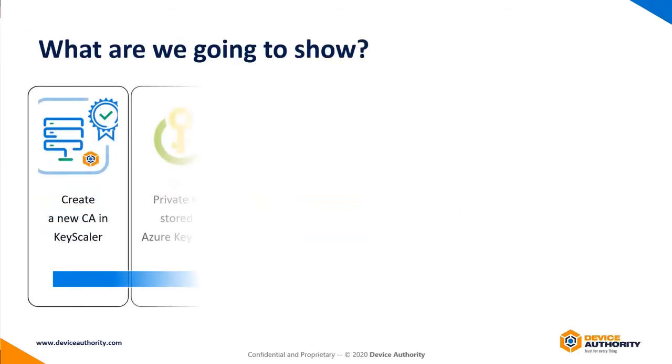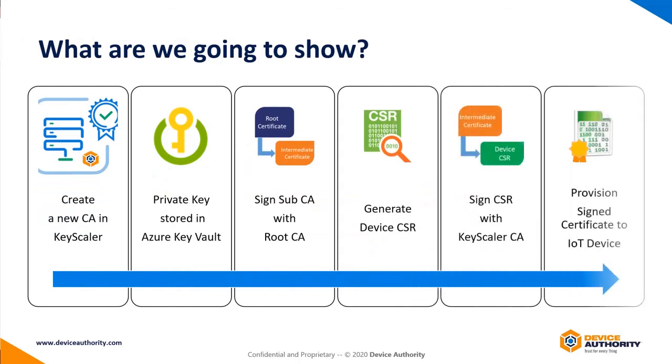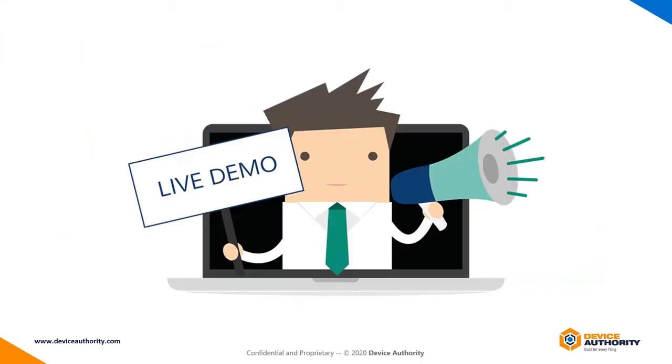We start with creating a new certificate authority with its private key generated and stored in Azure KeyVault, and then getting it externally signed by a root CA. We also show how a device CSR can be easily signed and downloaded to your IoT device using KeyScaler's simple and intuitive control panel user interface. And now for the live demo.